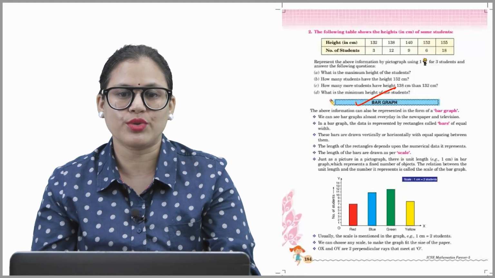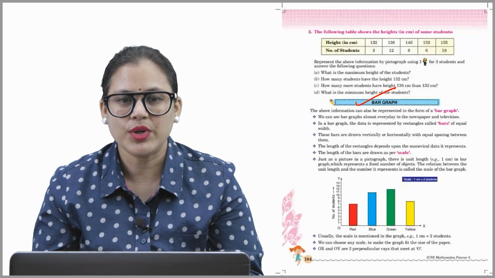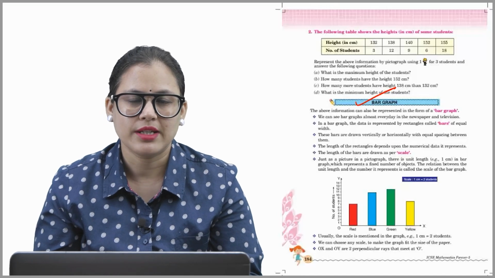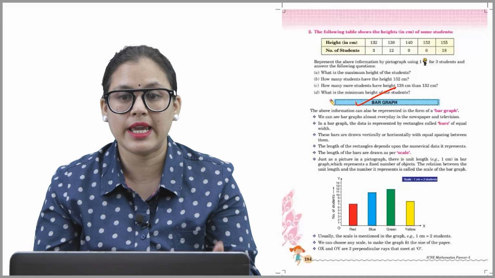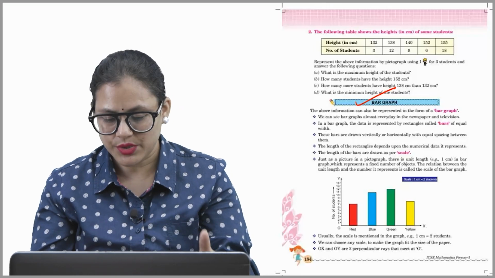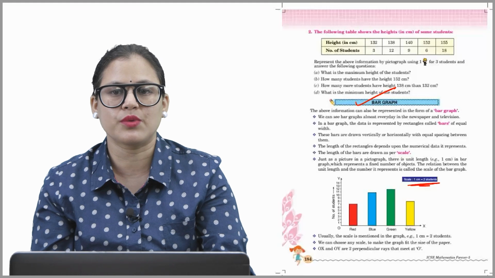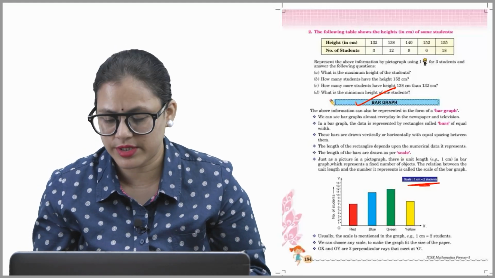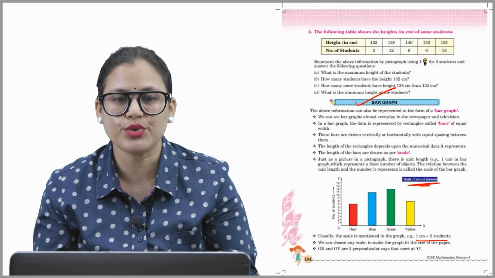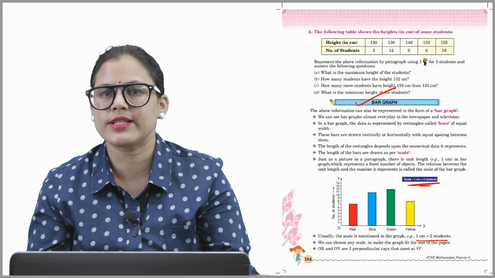Just as a picture in a pictograph, there is a unit length, for example 1 centimeter in a bar graph, which represents a fixed number of objects. The relation between the unit length and the number it represents is called the scale of the bar graph. Okay, so here the scale has been chosen as 1 centimeter equals 2 students. Usually the scale is mentioned in the graph. For example, here 1 centimeter is equal to 2 students. We can choose any scale to make the graph fit the size of the paper.